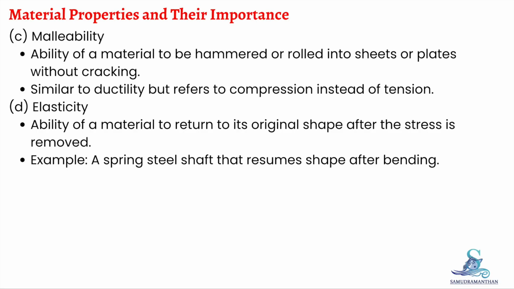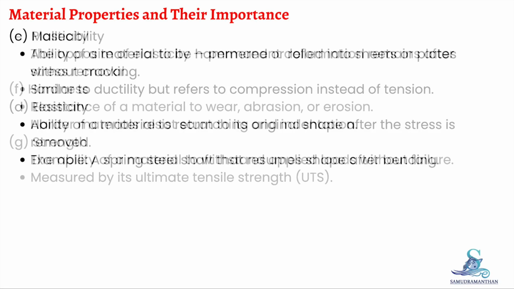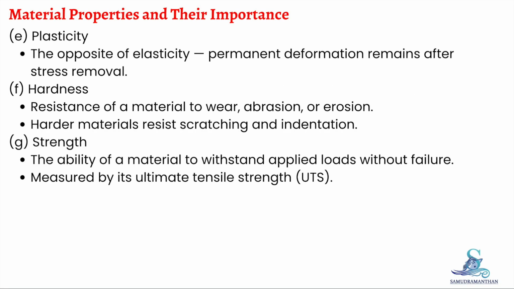Elasticity. Elasticity is the ability of a material to return to its original shape once the applied stress is removed. For example, a spring steel shaft bends under load but regains its shape afterward. Plasticity. Plasticity is the opposite of elasticity. It refers to the property of retaining deformation after the load is removed.